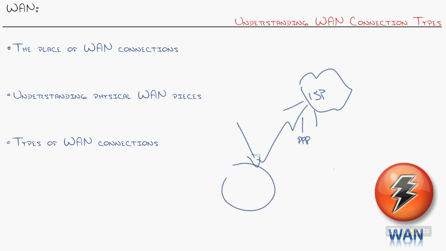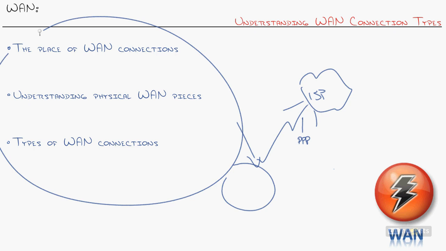But overall, lease lines, one of the simplest configurations that we could do. And we'll be very thankful for that when we start getting into frame relay. For now, we have seen the place of WAN connections, what they're all about, even seen the configuration of lease lines. I hope this has been informative for you.